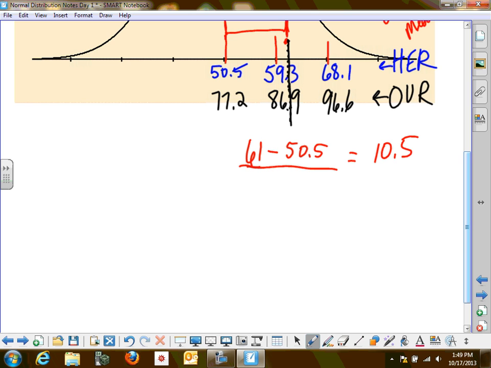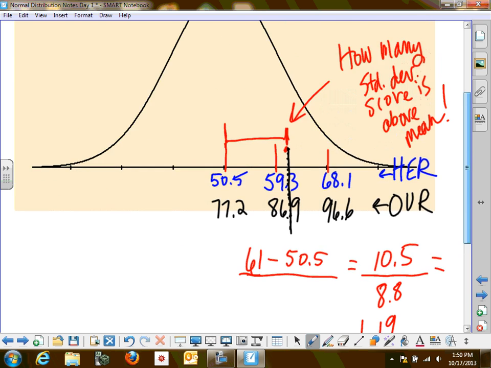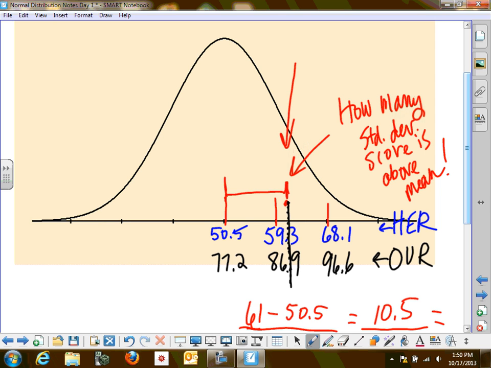But it needs to be in terms of standard deviation. So I'm going to divide it by their standard deviation. And that will tell me how many of their standard deviations it is above the mean. So divide by their 8.8, and that number is 1.19. So guess what? Her score is 1.19 standard deviations above the mean. That's how she got a score of 61.